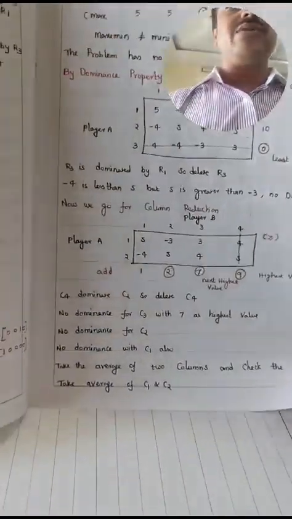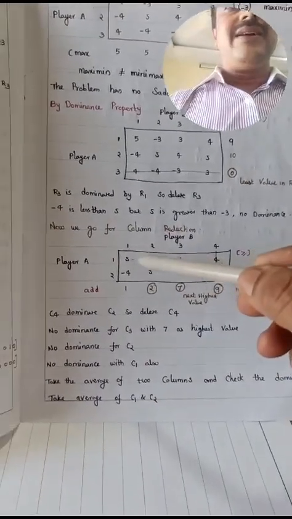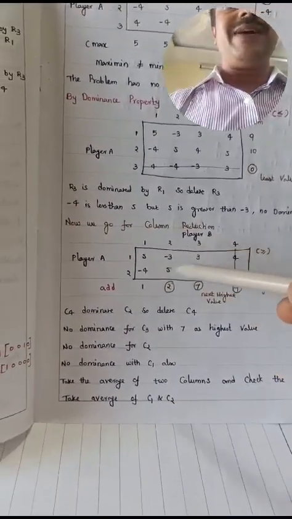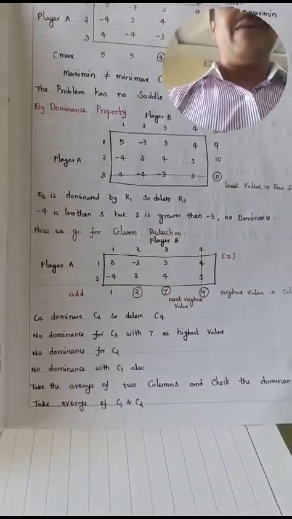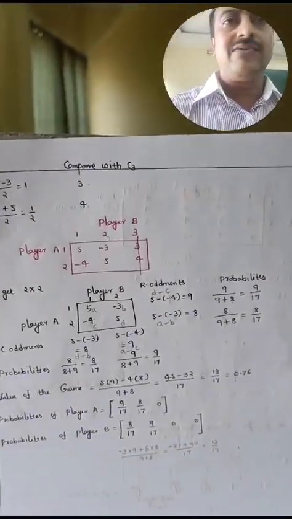If I move to the rows also, here 5 is greater than -4, but -3 is not greater than 5. So these 3 are left over. So here what I do is I will take the average of columns 1 and 2.